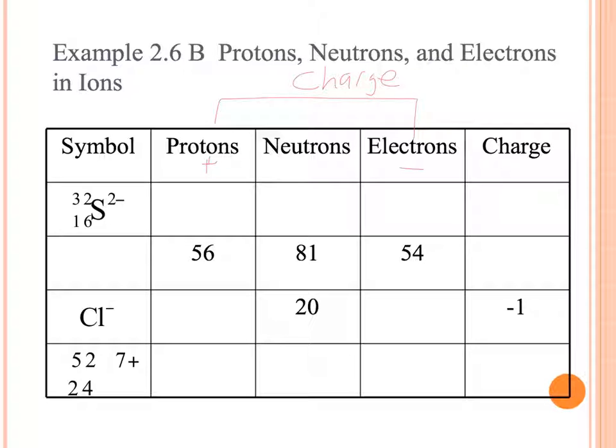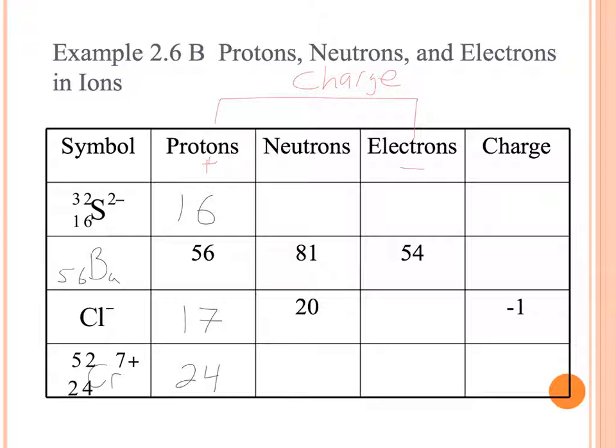So we can deconstruct these isotope notations. This sulfur here has 16 protons, given from its atomic number. Chlorine we can look up on the periodic table, has 17. The element with 56 is going to be barium, and that atomic number goes there. And the one with 24 is going to be chromium, and 24 is my protons there.